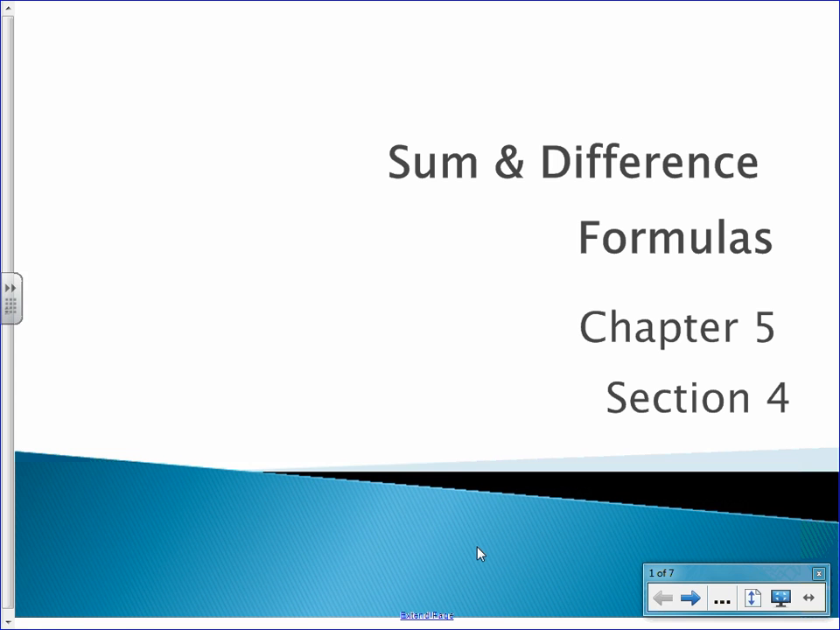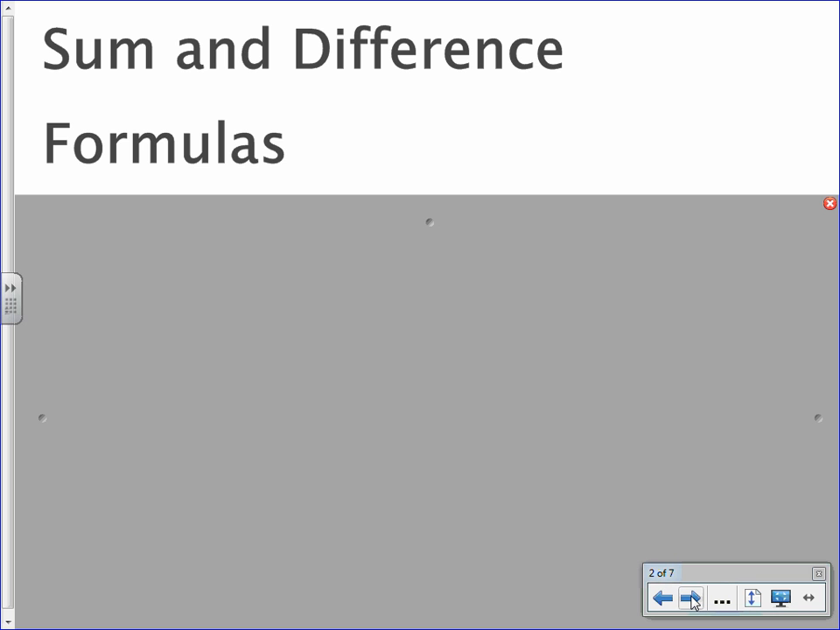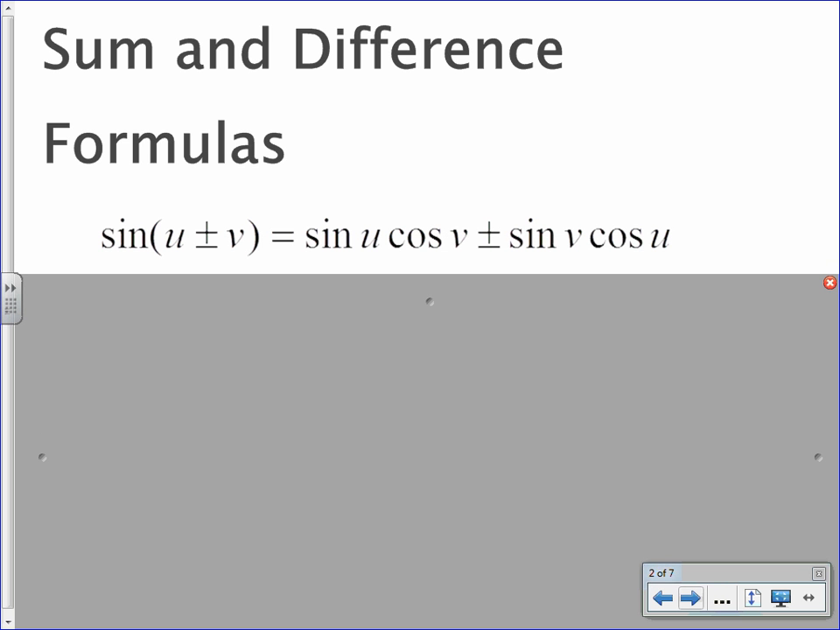Okay? So, here we go. We have one for each of the three major trig functions: sine, cosine, tangent. Our sine formula. If we have two angles, u and v, added or subtracted, then we have sine u cosine v plus or minus sine v cosine u.